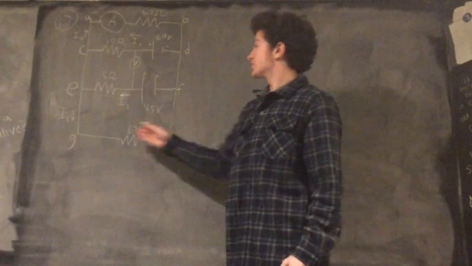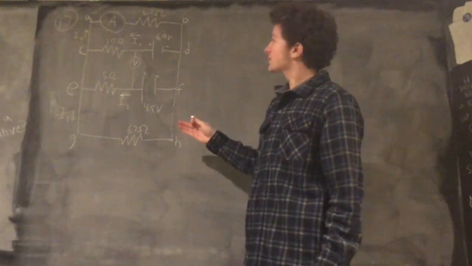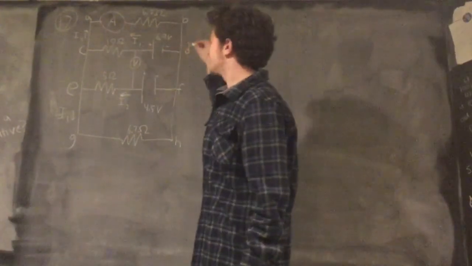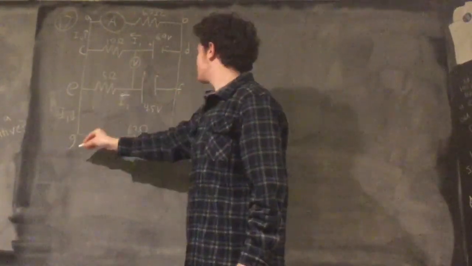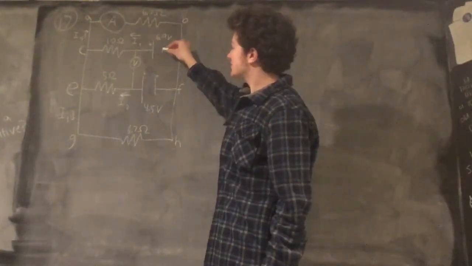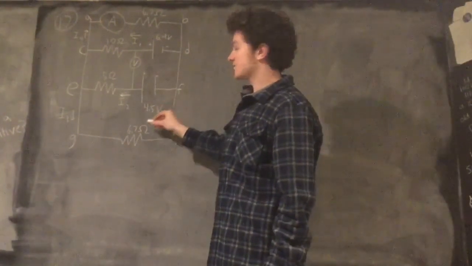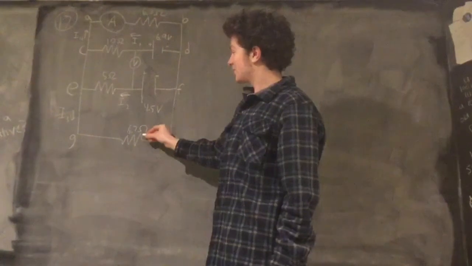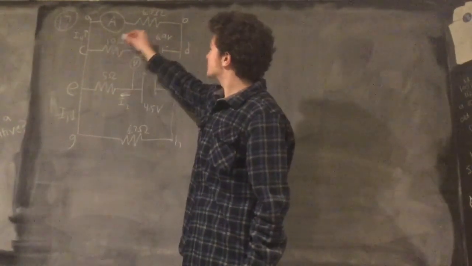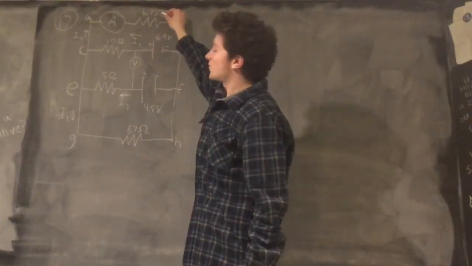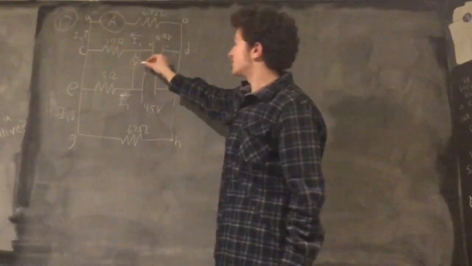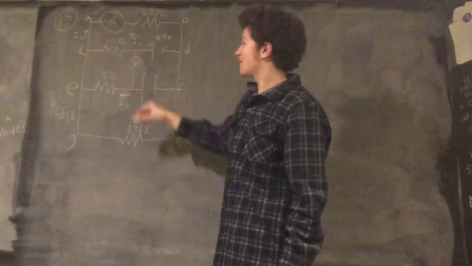Alright, so this is the circuit that the problem gives us, and here I labeled points A, B, C, D, E, F, G, and H. Notice that I put in the values of 6.1 volts for this battery, 4.5 volts for this battery, 6.7 ohms for this resistor, 5 ohms for this resistor, 10 ohms for this resistor, 6.7 ohms for this resistor. And this A symbol here is an ammeter, and this V symbol here is a voltmeter.